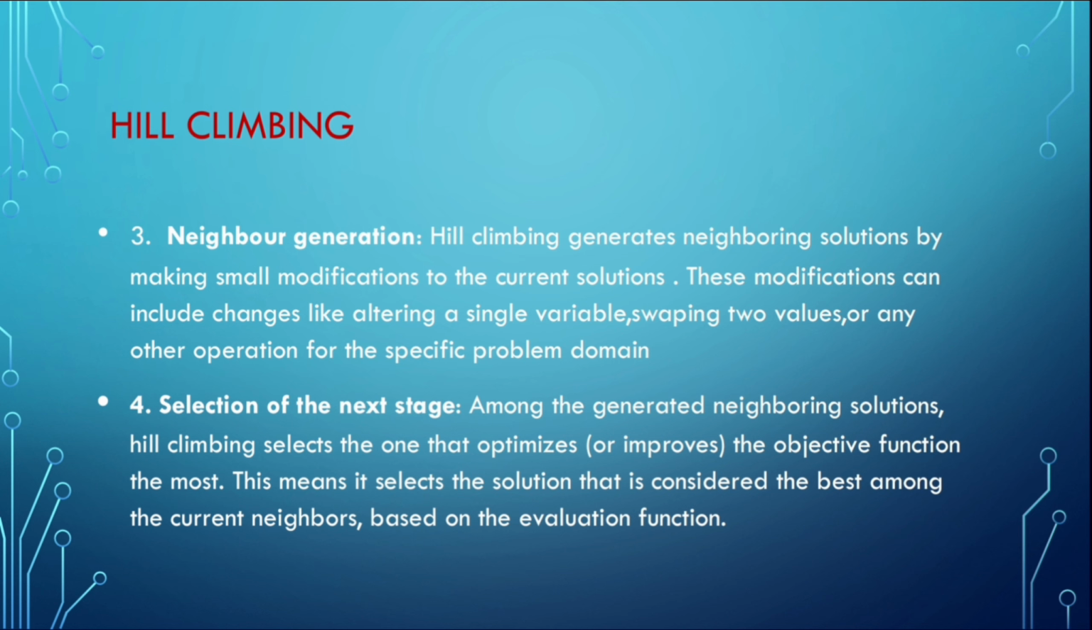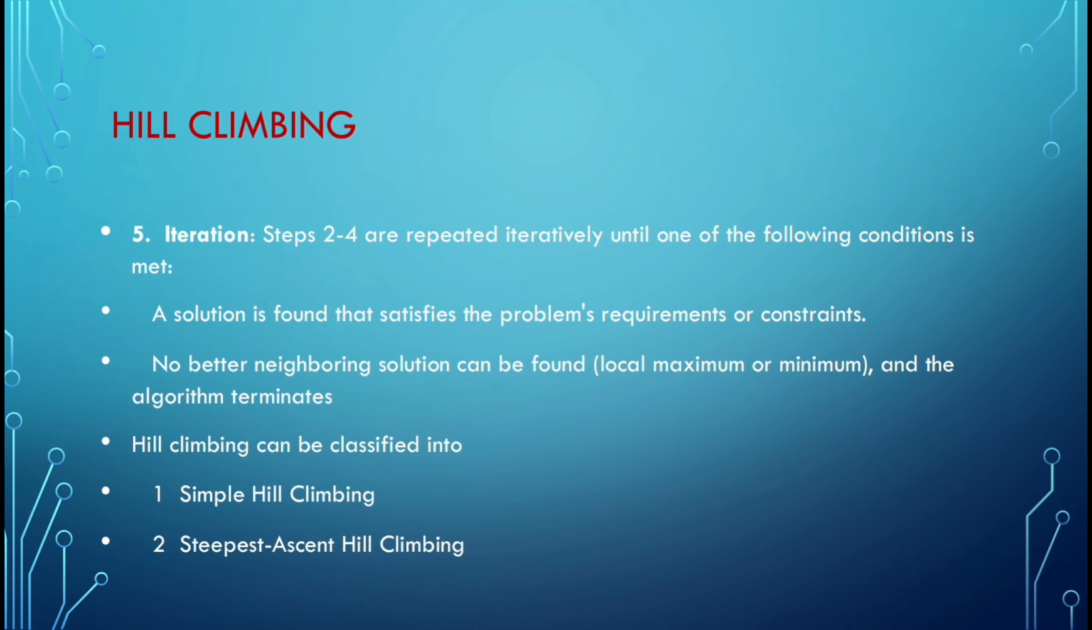Selection of the next stage. Among the generated neighboring solutions, hill climbing selects the one that optimizes the objective function the most. It means it selects the solution that is considered the best among the current neighbors based on the evaluation function. The last step is iteration. Steps 4 and 2 are repeated iteratively until one of the following conditions is met.